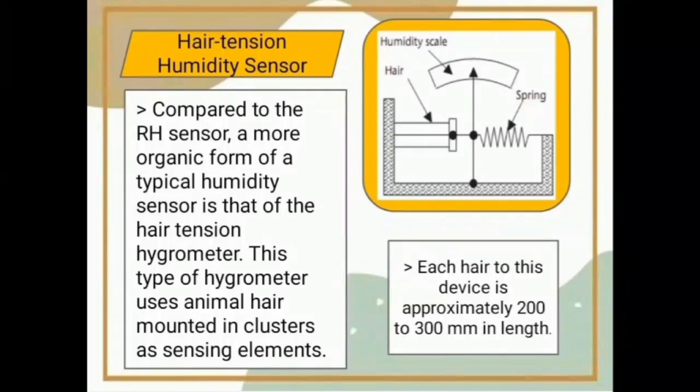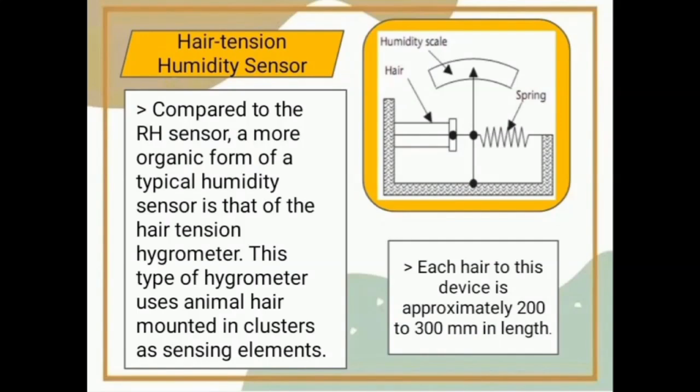So for today's video, I will be discussing the hair tension humidity sensor. Compared to the RF sensor, a more organic form of a typical humidity sensor is that of the hair tension hygrometer. This type of hygrometer uses animal hair mounted in a cluster as sensing elements. Keeping the hair under tension increases the sensitivity of the hair to changes in humidity and temperature. Thus, a direct change in the length of the hair can be measured by using a dial or scale.